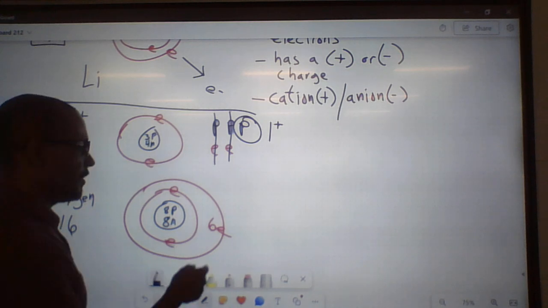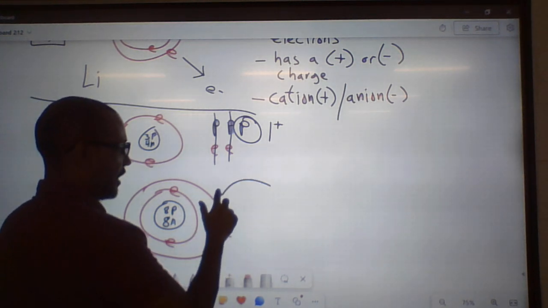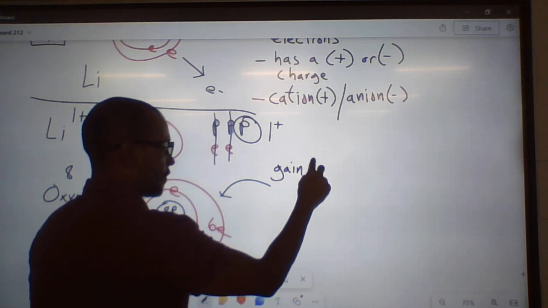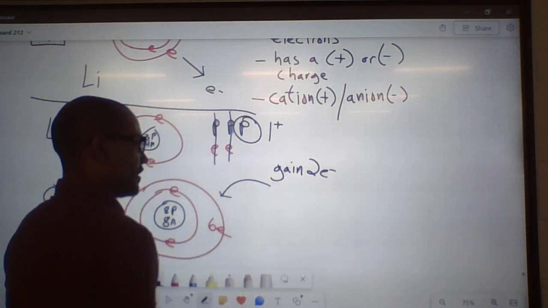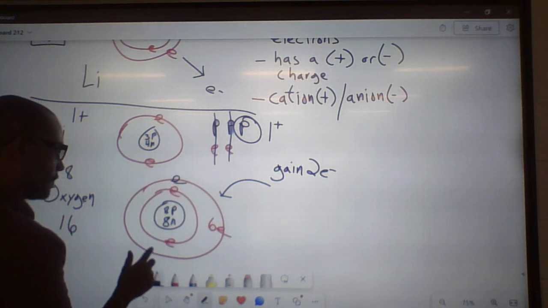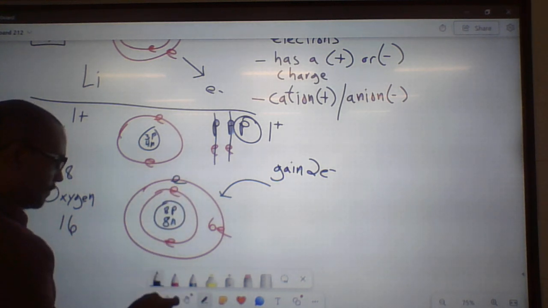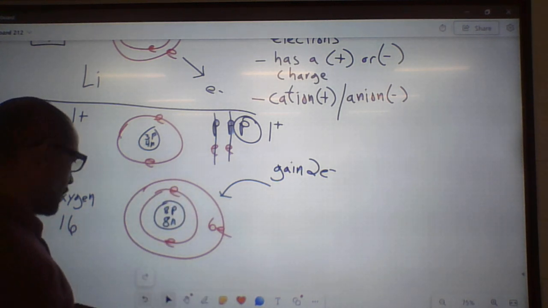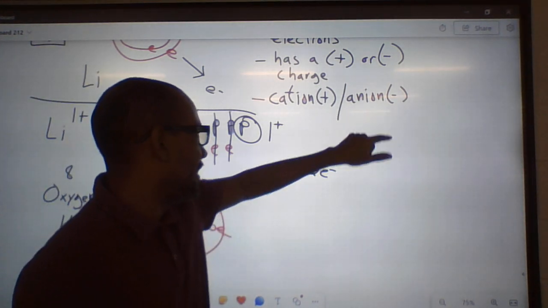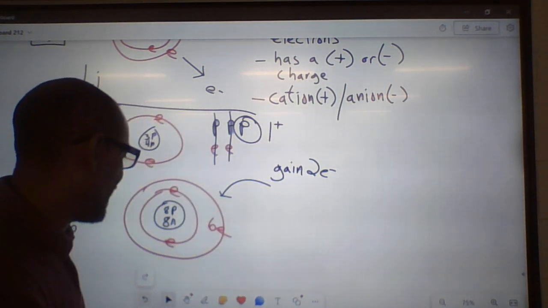So it's a lot easier for it to gain 2 electrons to fill that outer shell to be stable. So if you gain 2 electrons, now I'm going to have a more negative charge. Now that's an anion. A positive charge is a cation.